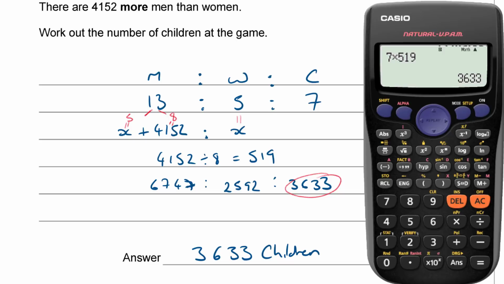Now, like I say, there are 101 different ways of doing this, and there are probably some more formal approaches to answering this sort of question, but at the end of the day, you've got to get the right answer, and the right answer is 3,633.